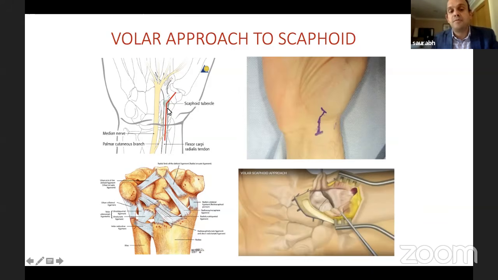And then if you see this picture, you've done your skin and fat, FCR is protecting the median nerve, and you're aware of your radial vessel. Then if you see this diagram here, this is your radioscaphocapitate ligament. That's your main sling ligament. So when you are coming with your incision in this plane, you will have to cut this ligament. But this ligament is a condensation of capsule. They're one. You can't differentiate the two.